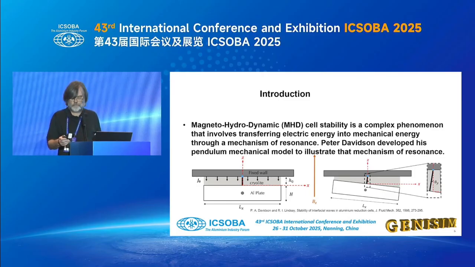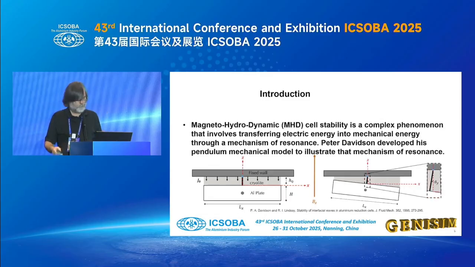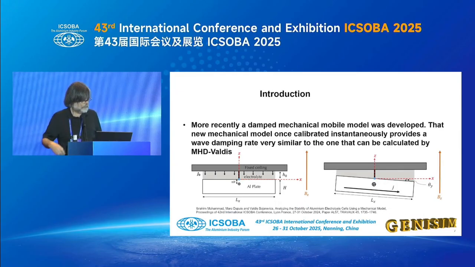But we try to improve on it because it's not predicting the same stability as a cell of the same size. So now we have developed, Ibrahim and I, a pendulum mechanical model with friction. So instead of having the pivot on the top at the ceiling, it is now a pivot on the surface of the plate here. So it requires less energy to move.